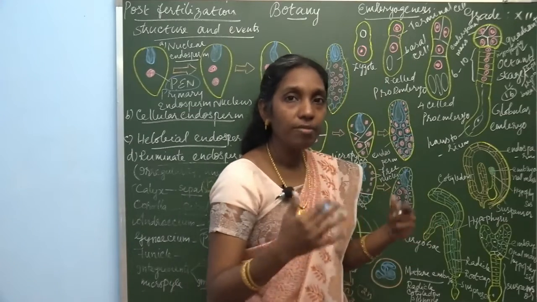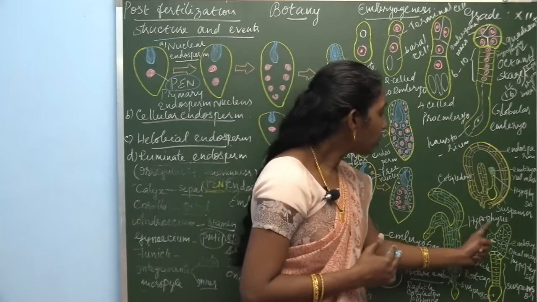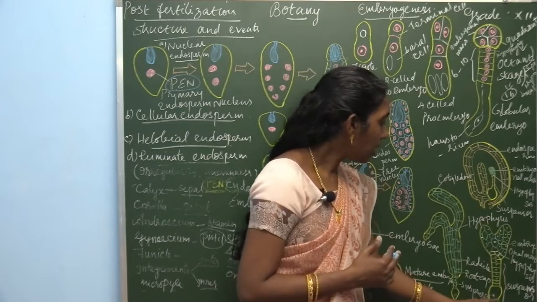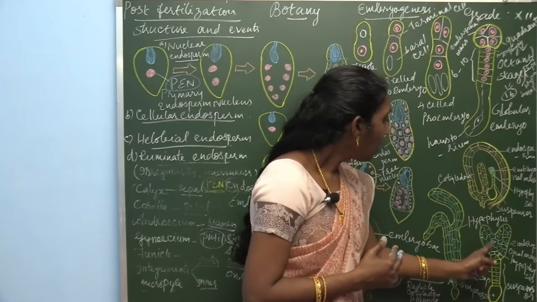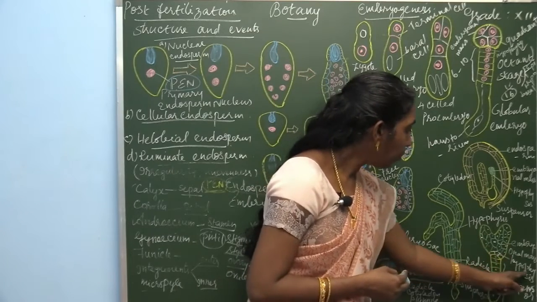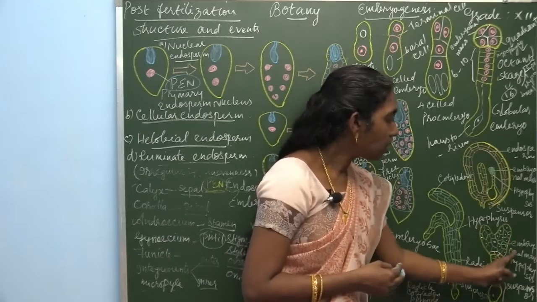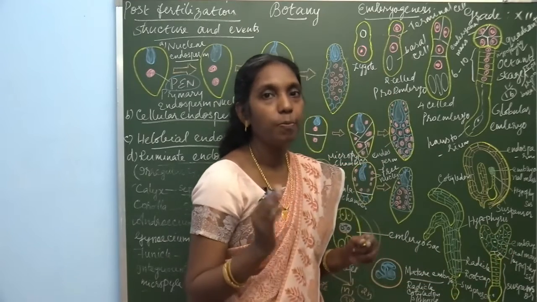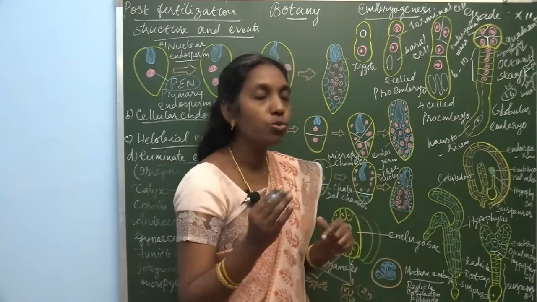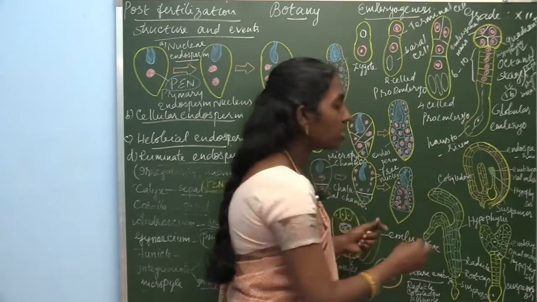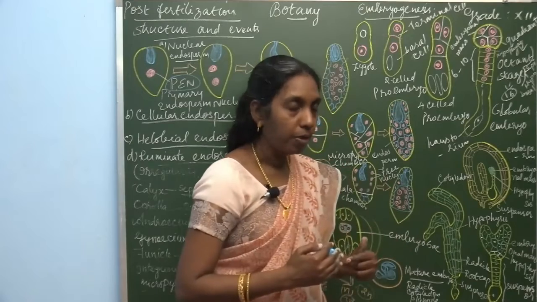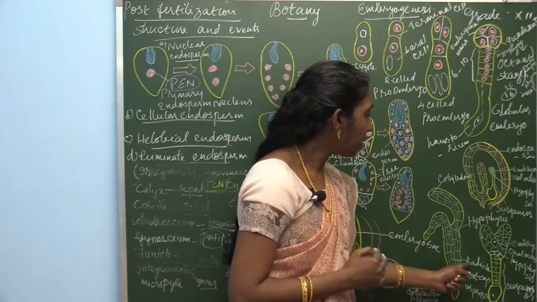Further divisions take place and produce the globular stage, which becomes heart shape. Now the suspensor is there, and the embryonal mass is present here. This is the hypophysis, and the shape of this stage is called the heart shape stage. Then from this heart shape there is a horseshoe shaped stage. This stage is called the horseshoe shaped stage, and in later development it produces the root cap and the radicle.